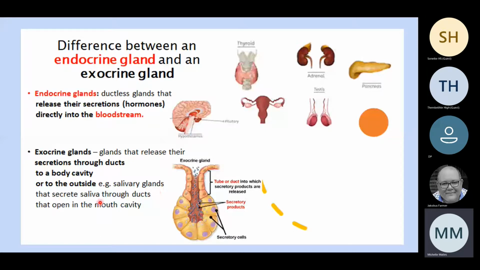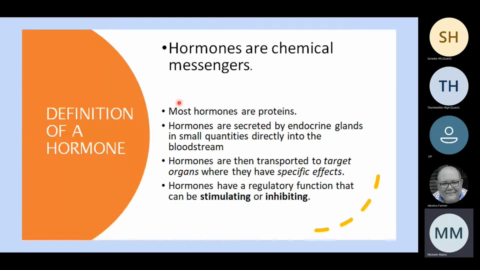Endocrine glands, grade 12s, are the glands we're going to discuss today. Now, I mentioned that they secrete hormones. So you need to know what hormones are. They are chemical messengers. They are also organic compounds. Most hormones are proteins. And hormones are secreted by endocrine glands in small quantities in the bloodstream. Highlight, grade 12s, highlight: hormones secreted by endocrine glands in small quantities.